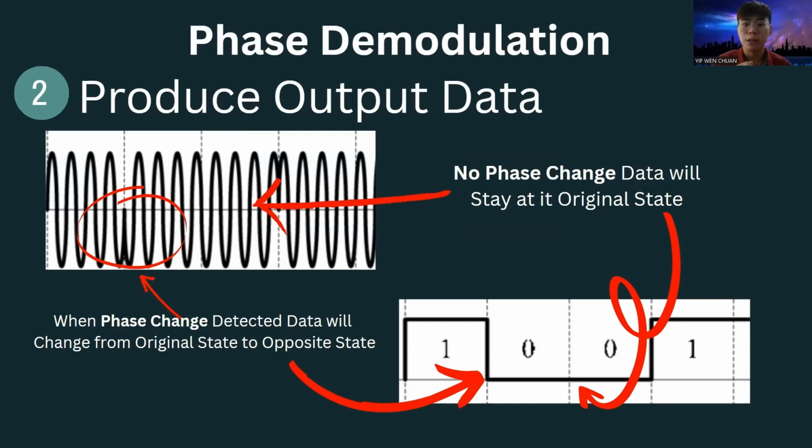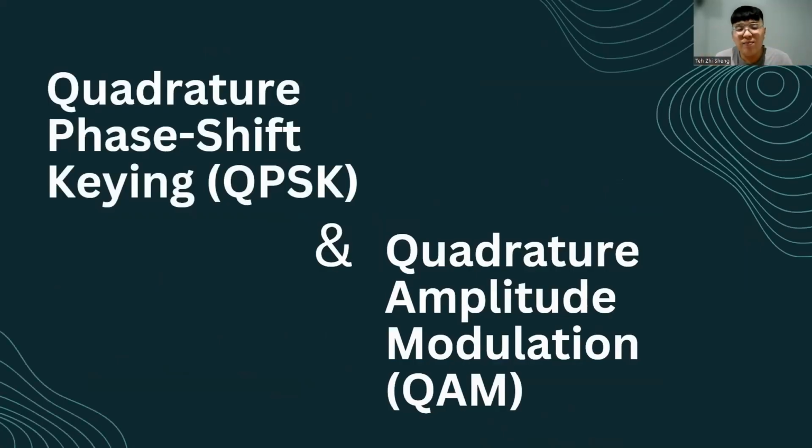So for example, this is no phase change, so it will stay at its original state. For example, now the original state is 0, so it will also stay at 0. So that's all for my part. Thank you.